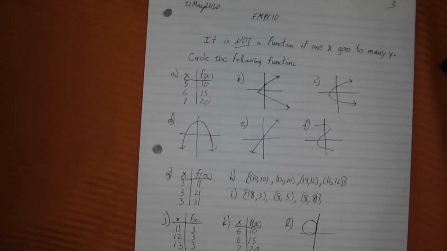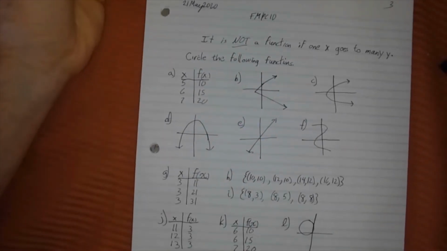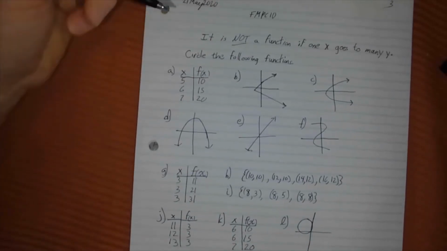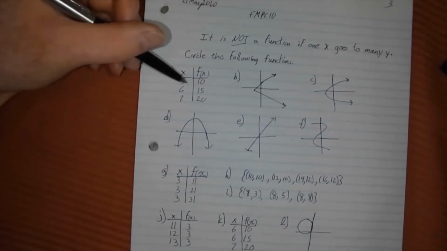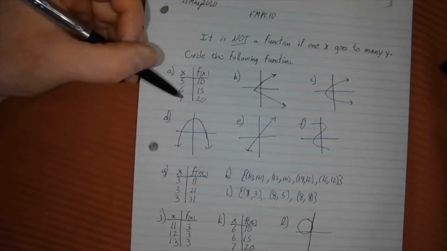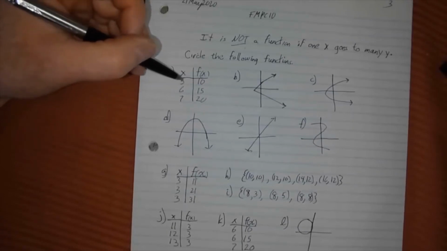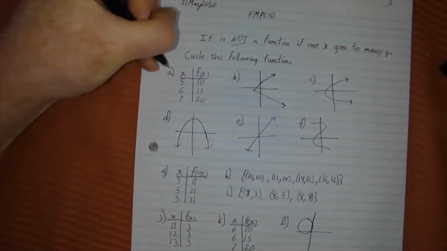All right. Let's take a look and we will circle the functions. So remember, it is not a function if one x goes to many y. Let's take a look here. In this case, I have an x going 5 to a 10, 6 to a 15, 7 to a 20. In this case, each x is only going to one y. This is a function.